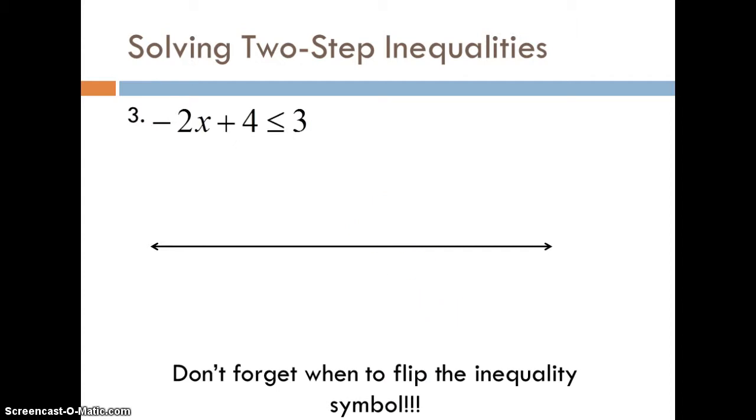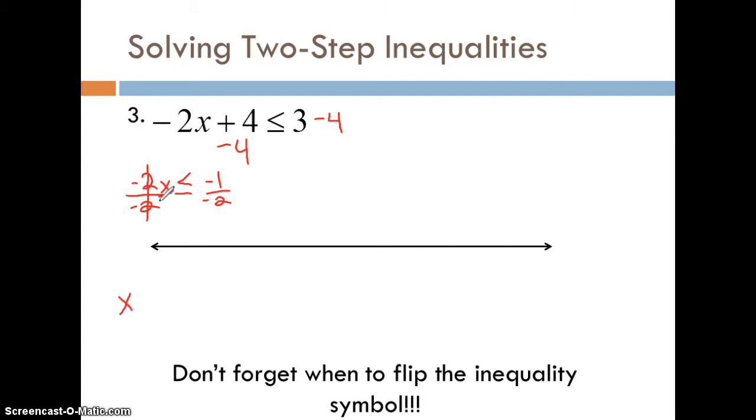All right, on this one, key tip that you see at the bottom, don't forget to flip the inequality symbol. Hopefully you remember when. So we start off the same way. Let's get rid of the constant by subtracting 4. So we're left with -2x is less than or equal to -1. Divide by -2 on both sides. These 2's will cancel out, and I'm left with x.